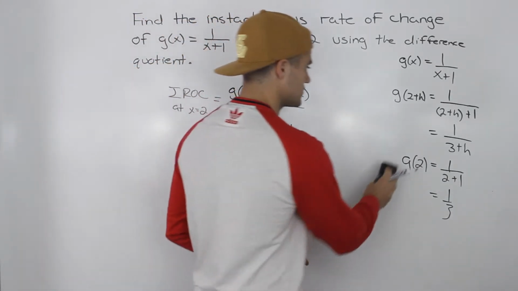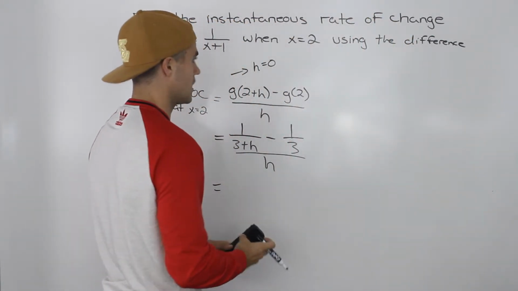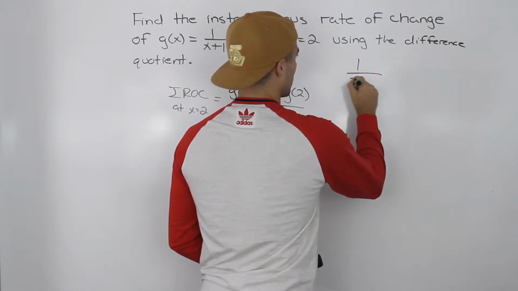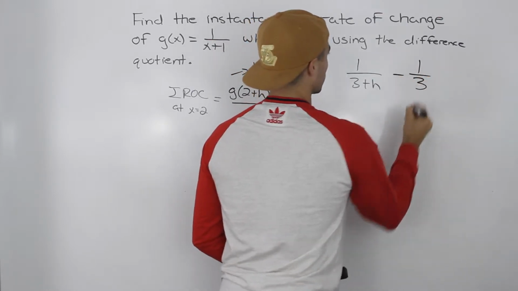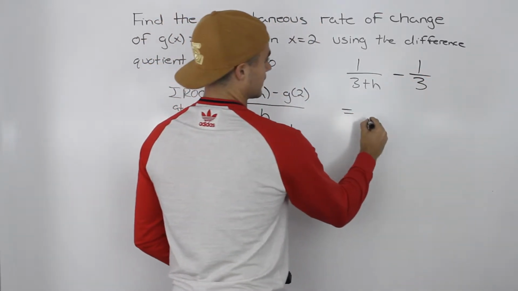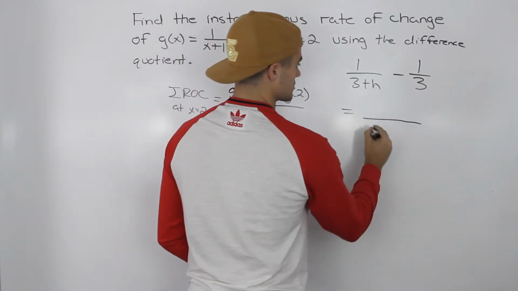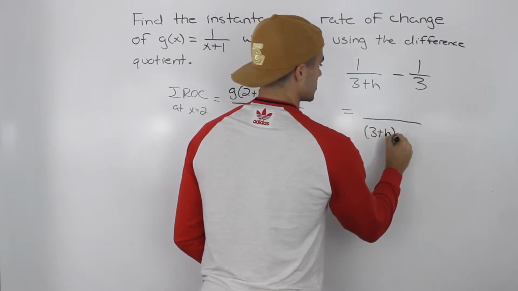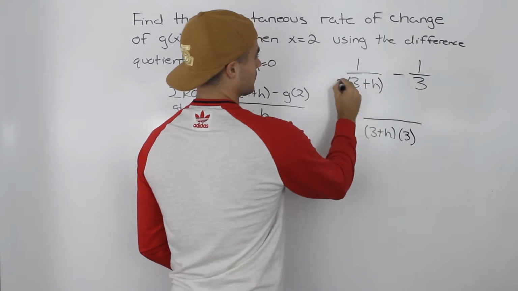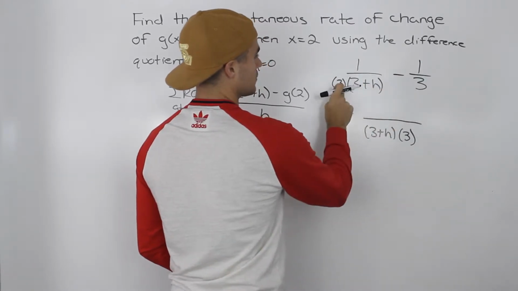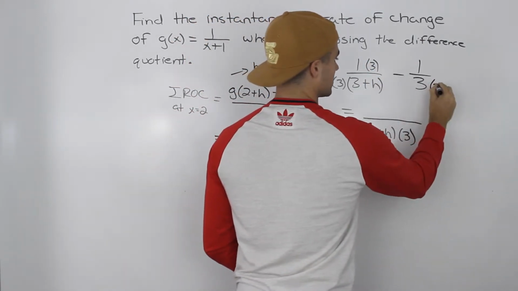So how do we do that? Well, let's do that on the side, just so we're not confused with this h here in the denominator. So how would we combine 1 over 3 plus h minus 1 over 3? Well, we have to get a common denominator in order to subtract fractions, so we can multiply these two. So basically we'll have 3 plus h times 3. Notice that this 3 plus h we multiplied by 3. So what we do to the bottom, we have to do to the top. And then this 3 we multiplied by 3 plus h.